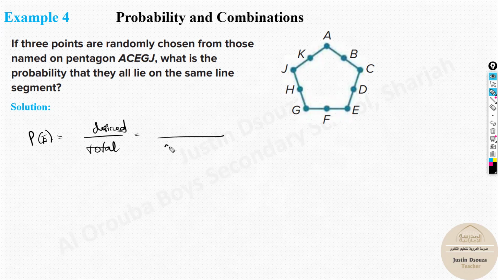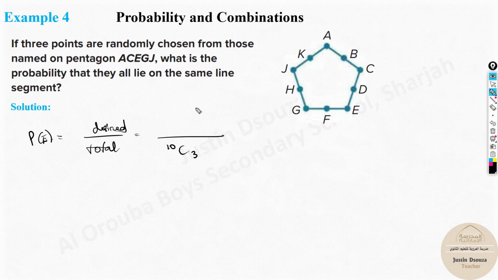This total is given by nCr, isn't it? What is the n value over here? We just now counted, n is 10, C. And what is the selection? 3 points are randomly chosen. So the selection is 3. That's it. Here it's given 3 points are randomly chosen.